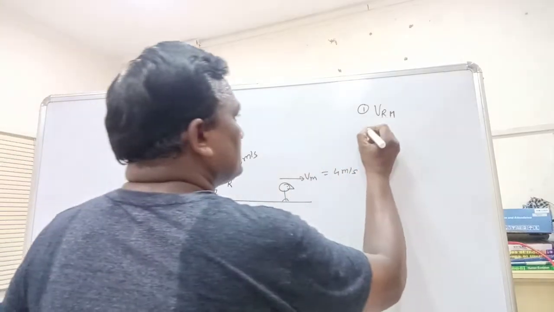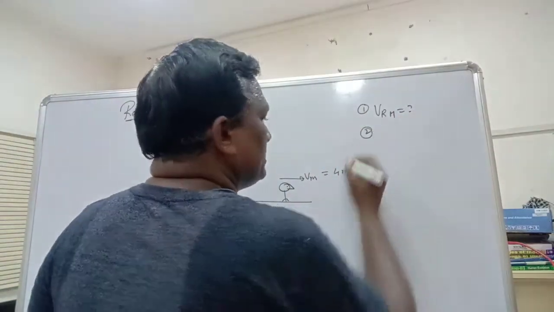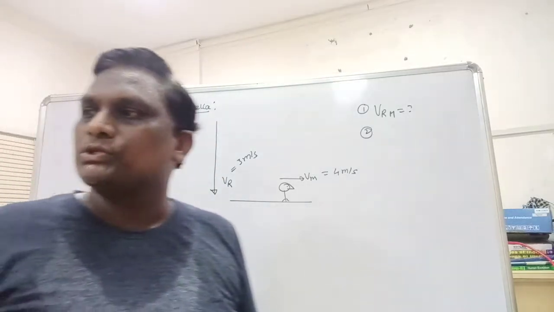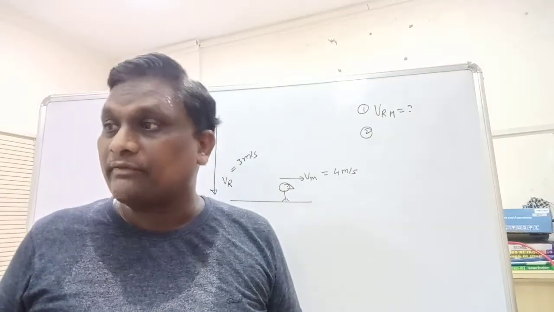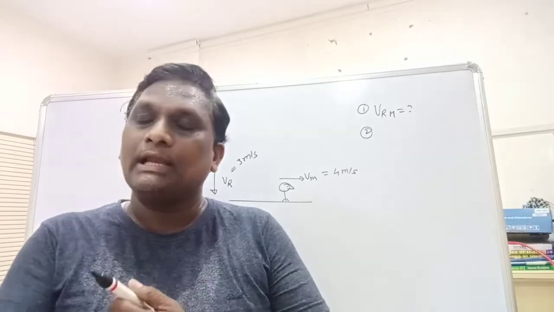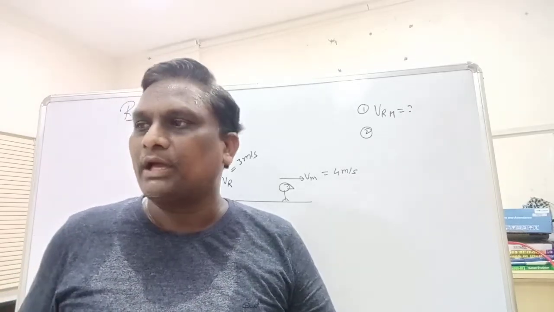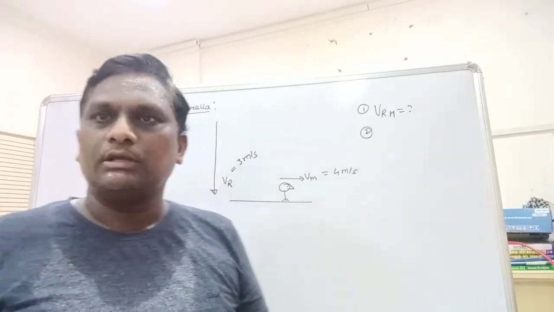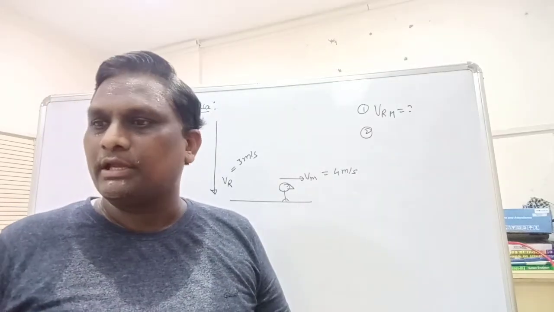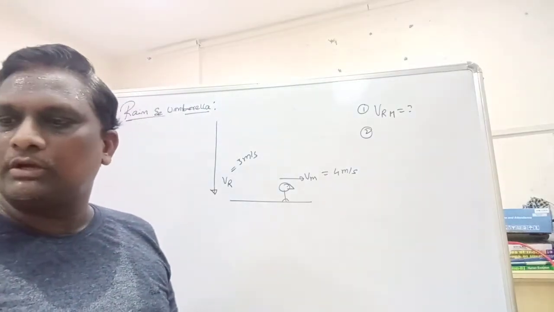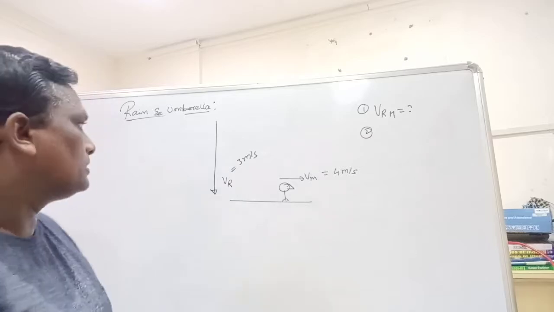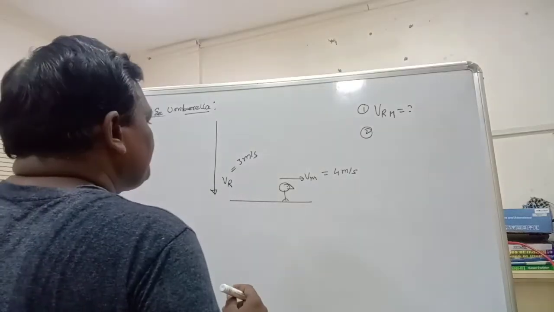And the second question is, at what angle does he have to hold the umbrella to protect himself from the rain? So these are the two questions we have to solve.